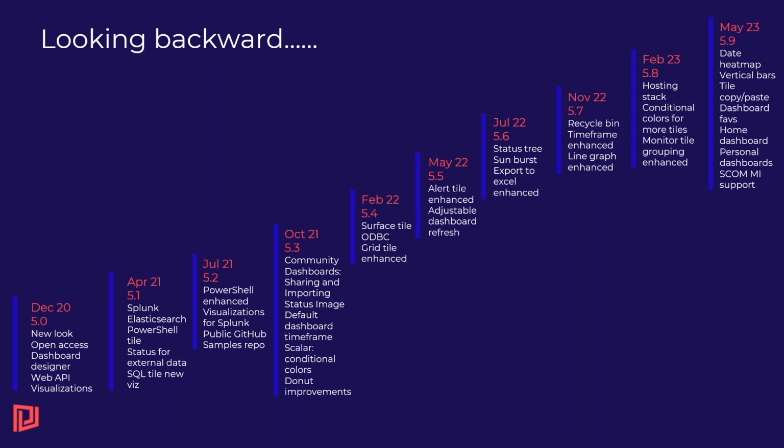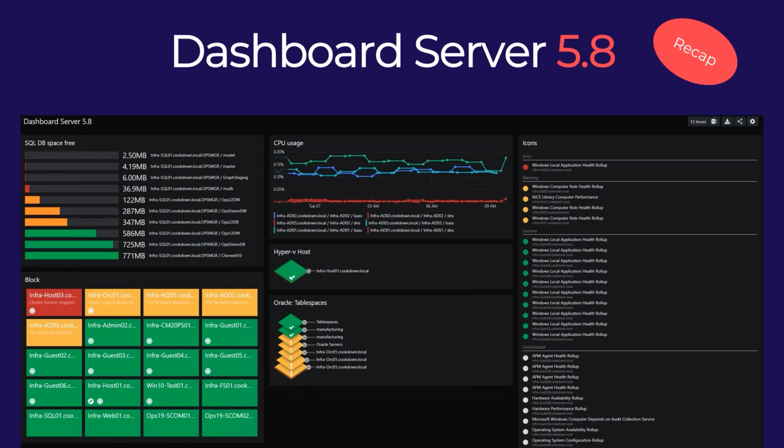We had a complete redesign of our open access dashboarding technology, a whole bunch of new visualizations for Web API, and a new look and feel. But since then, there have been multiple changes to the product, from quite large features, from integrations like Splunk and Elasticsearch, to new visualizations, like in the most recent version, 5.9, the date heat map, but also the sunburst. So there is a lot of engineering and a lot of effort that has gone into bringing us to the 6.0 release.